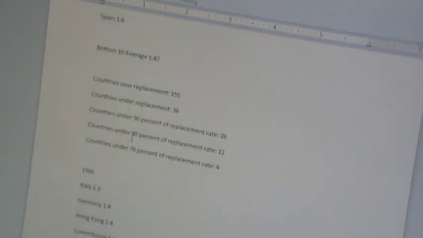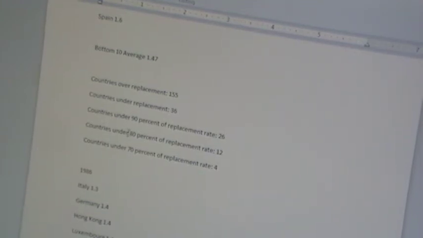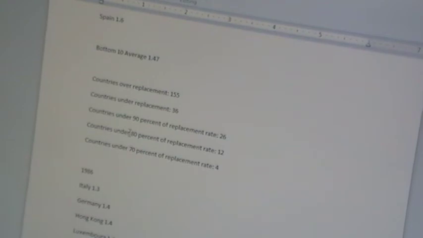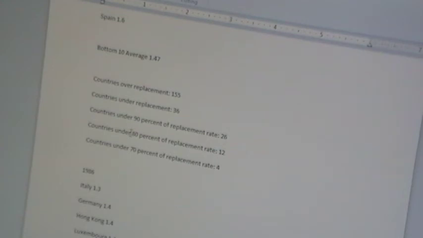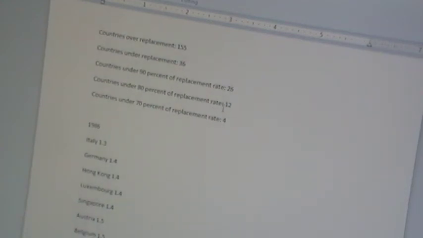And there's 155 over replacement, 36 under. As you can see, there's still no concern here, because these countries under replacement have plenty of countries to choose from to take their immigrants. So it's really not that much of a deal at this moment. And it's still not that much of a deal in the year 2013, quite honestly. But it will become a bigger deal.